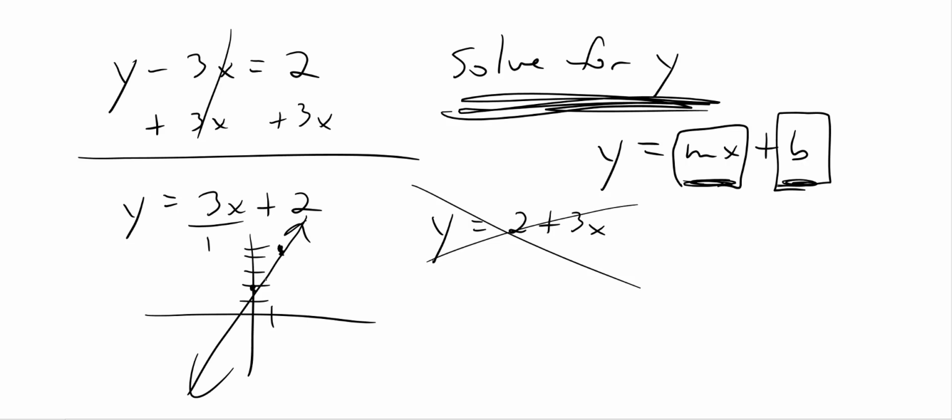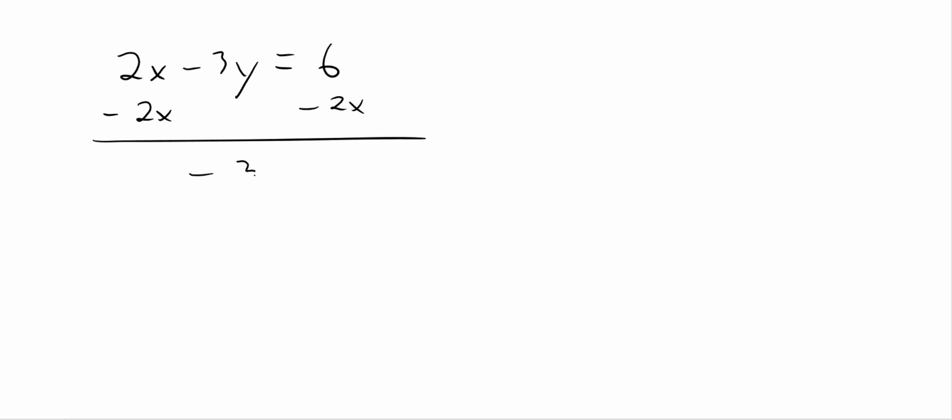Okay, so let's do a couple more solving for y. What if I had 2x minus 3y is equal to 6? Okay, again, it's not difficult. You got to solve for y. So we're going to subtract 2x from both sides. So we get negative 3y. Don't forget it's negative with that 3y. So negative 3y is equal to negative 2x plus 6.